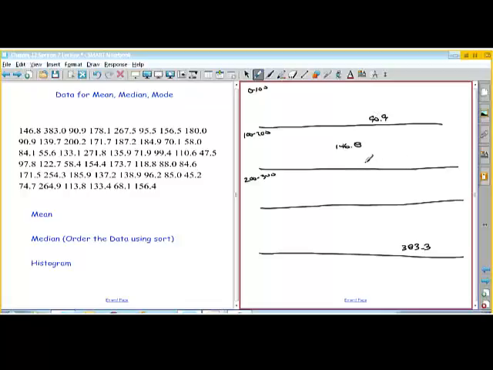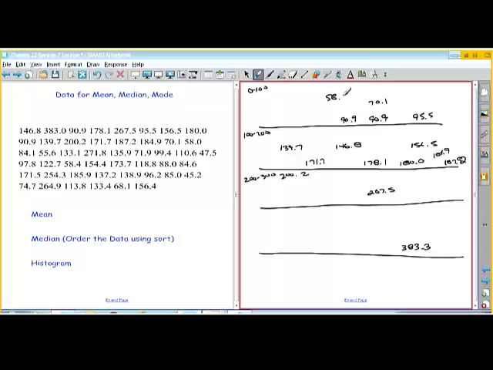90, I'm going to put about here, 90.9. 178.1. 267.5. 95.5. 156.5. 180.0. 90.9, so put another one there, there's 90.9. 139.7. 200.2. 171.7. 187.9. 187.2. 184.9, running out of space here.